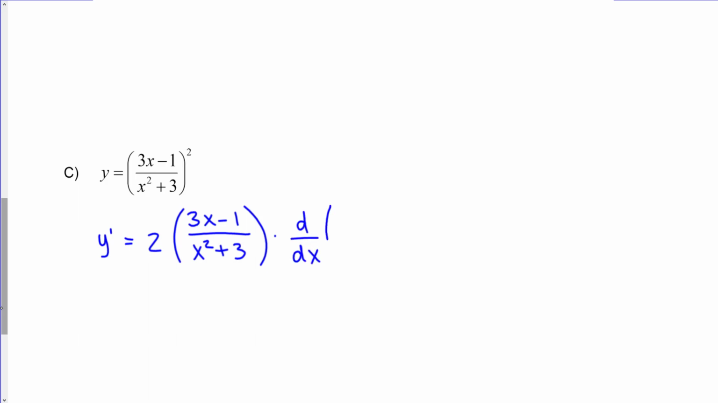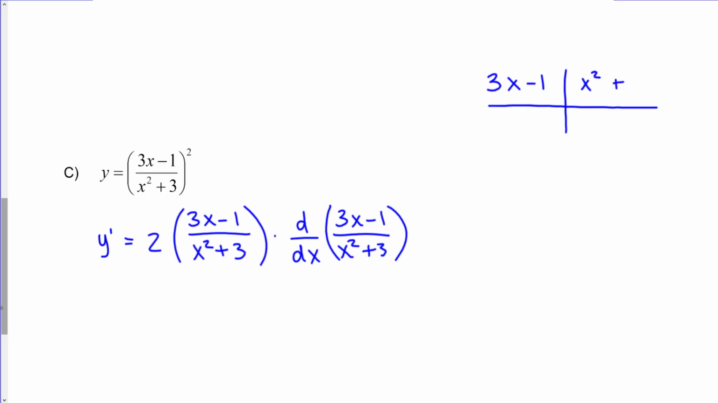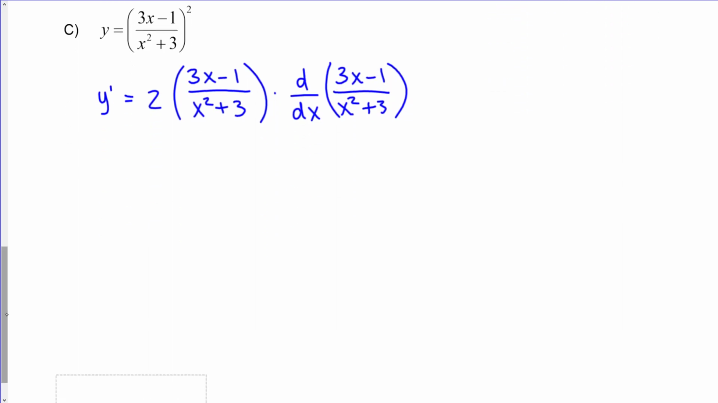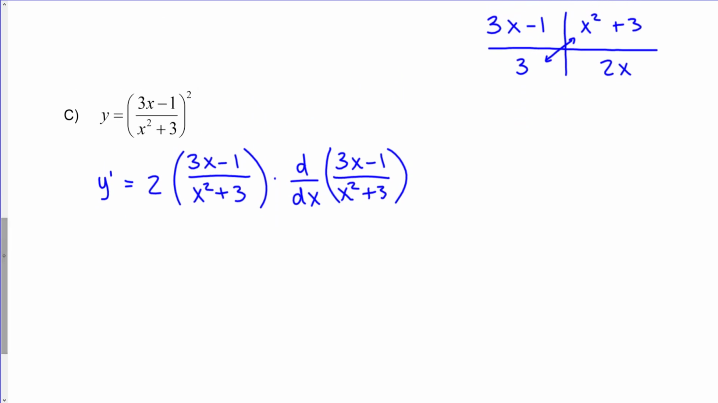Now before I actually do the derivative, I'm just going to state to myself that this is being multiplied by the derivative, and then do it in the next stage of this process, rather than trying to do it all at once. Okay, now I'll come off to the side, start doing this quotient rule. Numerator is 3x minus 1. Denominator is x squared plus 3. 3x minus 1 has a derivative of 3. 2x for this one. These two corners have to multiply together first.